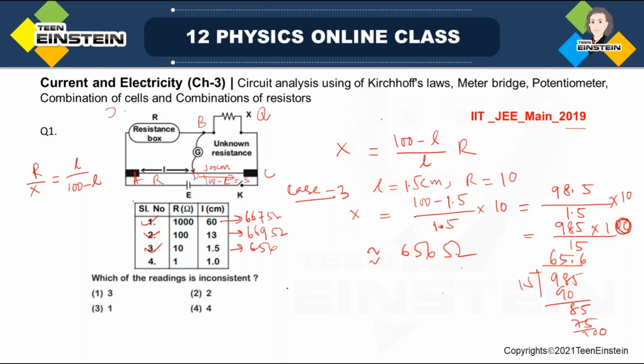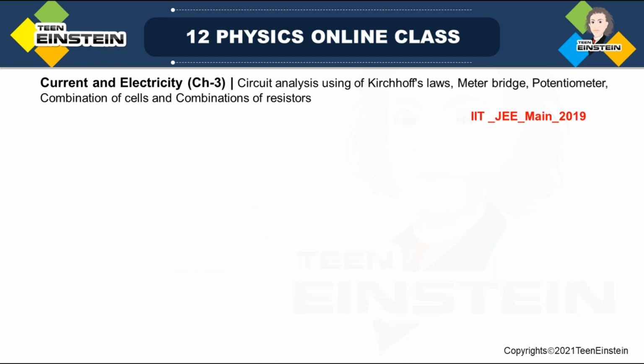Now look at this. So case 4, x will be 100 minus 1 divided by 1 into 1. How much is it? It is 99 ohm. Is it coming nearly these values? No. So that's why the fourth data is actually inconsistent data. So this is how we have to solve this problem. So the fourth one is inconsistent. Okay, we'll move on to the next problem.